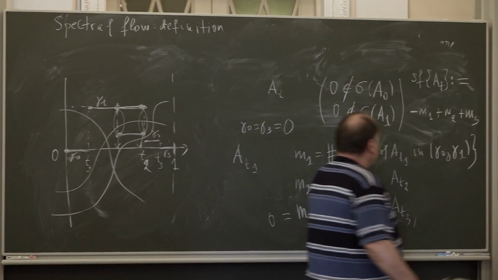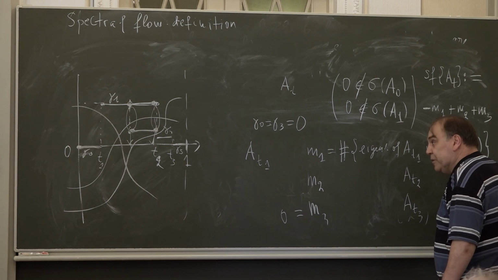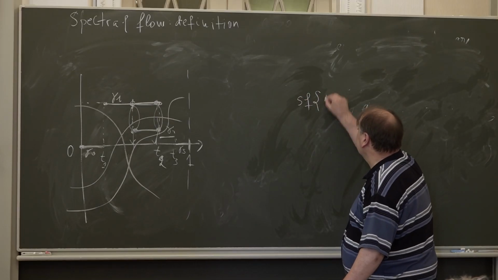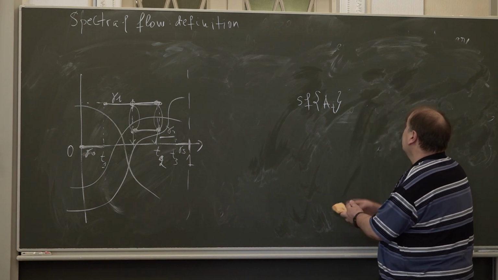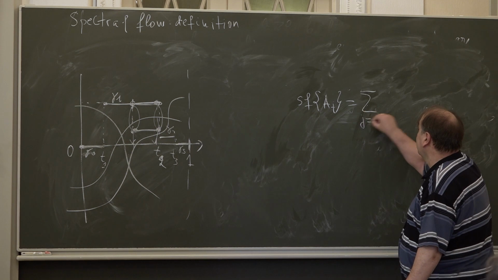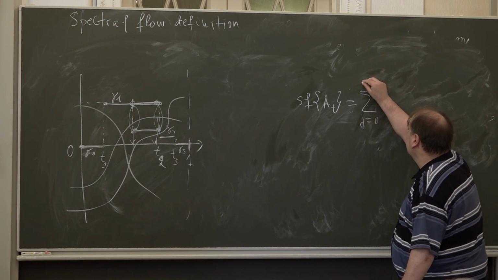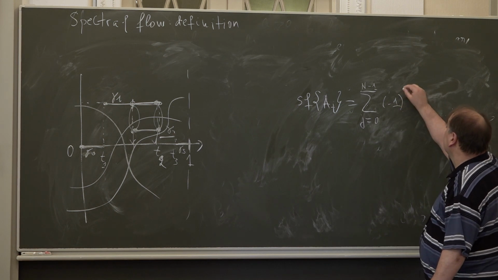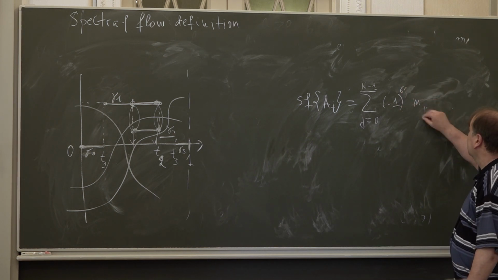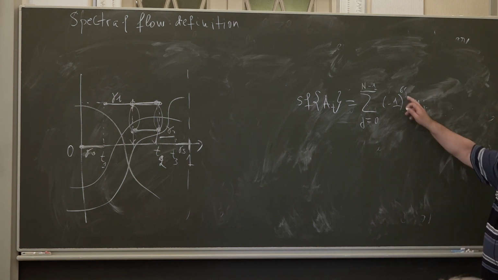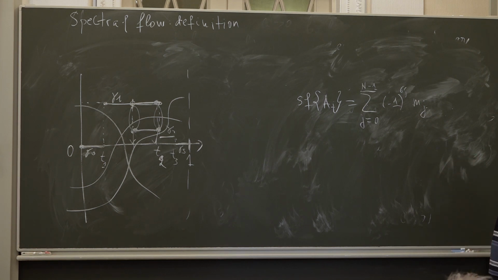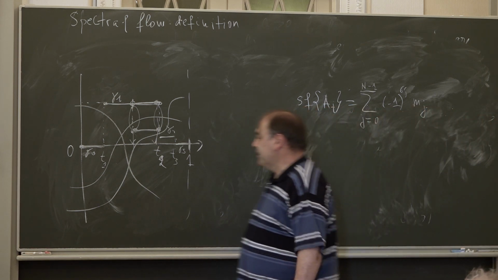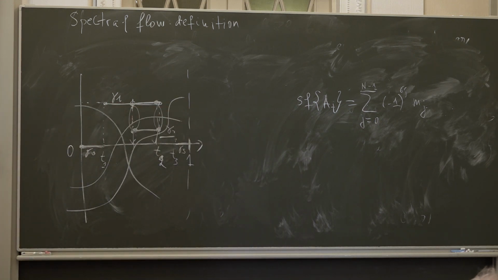And so this spectral flow is well defined by the formula. Well, maybe I should write the general formula now. The spectral flow of A_t is the sum from j equal to 0 to n minus 1 of minus 1 to the power of sigma_j times m_j, where sigma_j depends on the direction of the jump of our broken line, and m_j are the total multiplicity of the spectrum of the operator A_{t_j} in the corresponding gap in the broken line. This is the definition.